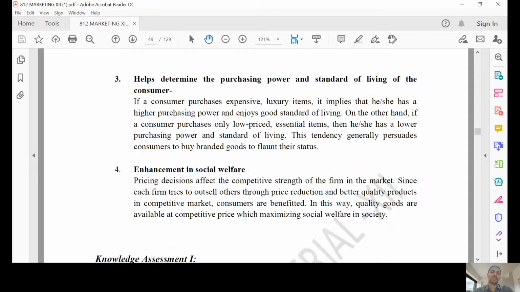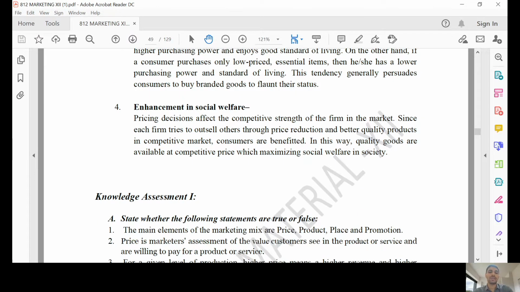Next one, helps determine the purchasing power and standard of living of the customer. A customer who has more purchasing power will buy advanced products. If they are buying a luggage bag, they may go for a Samsonite. A small bag itself will cost 500 dirham or 800 dirham. If you have lesser purchasing power, you can go for an ordinary luggage bag, which you will get for 50 dirham. And standard of living, if you are buying Samsonite, many consider their standard of living is higher. So that is also related with the price.